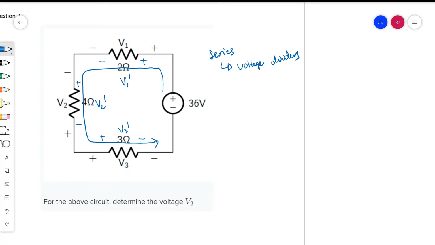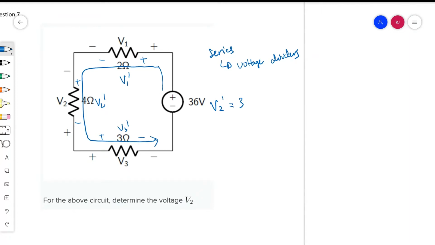And so you can figure out what V2 prime is, or the voltage drop across the 4 ohm resistor, by using voltage division. Similar to current division, you have your source, in this case your source voltage, and this time you have the resistance itself that you care about, the one you want to find the voltage across. So in this case it's the 4 ohms, and then the denominator will just be the sum of the total resistance in this series loop. So now you have an answer for V2 prime.